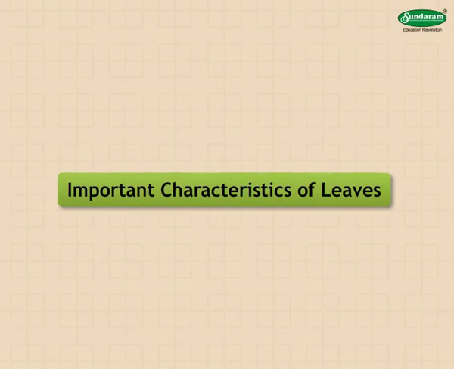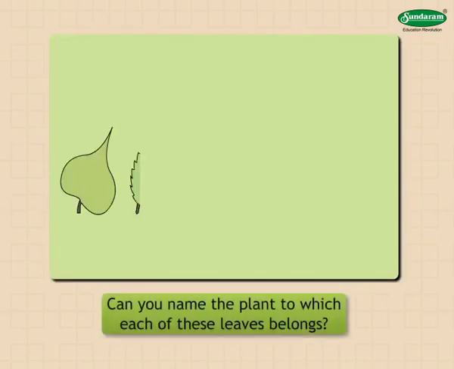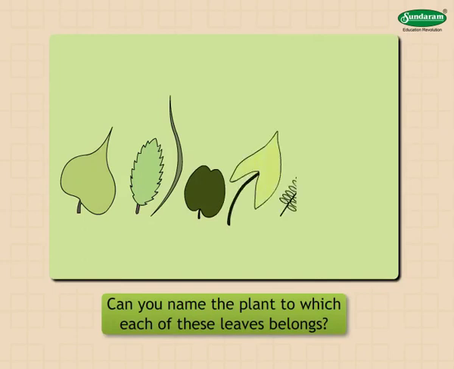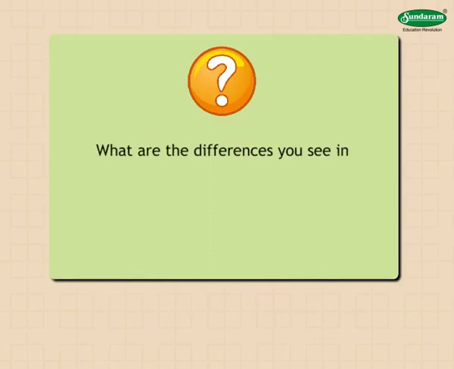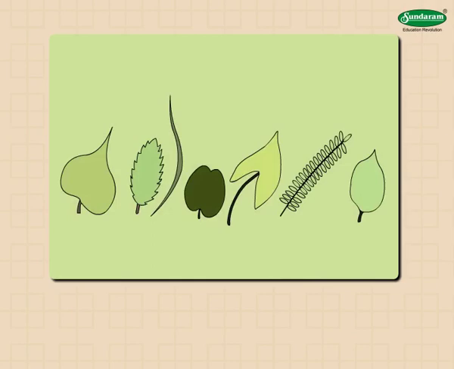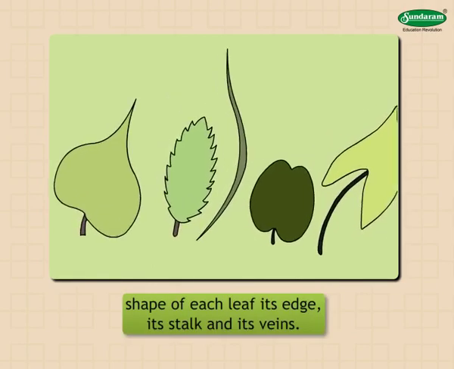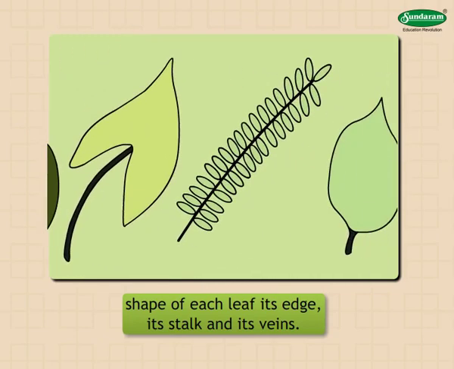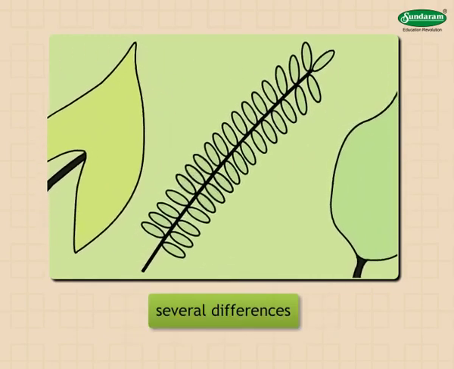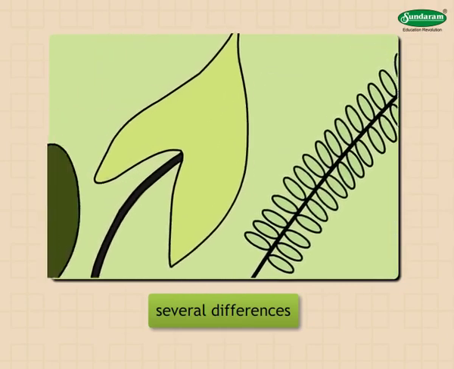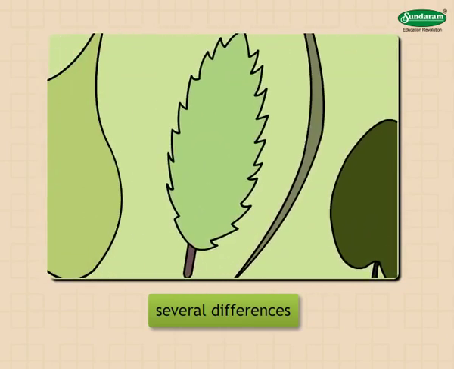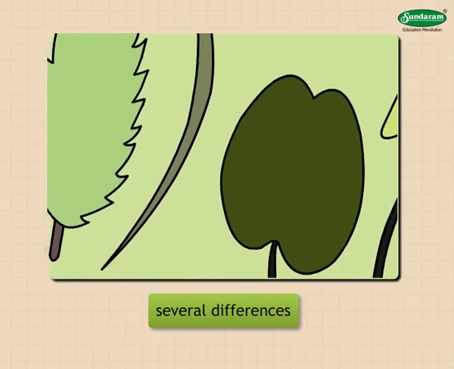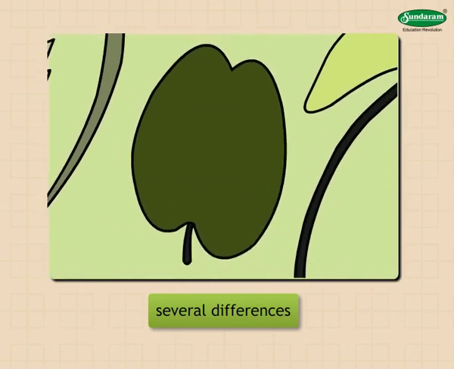Important characteristics of leaves. Can you name the plant to which each of these leaves belongs? What are the differences you see in the leaves of different plants? Look carefully at the shape of each leaf, its edge, its stalk, and its veins. You will notice several differences. The edges or the margins of some leaves have been shown here. Observe the margins of some leaves.